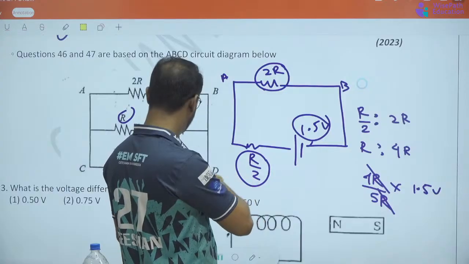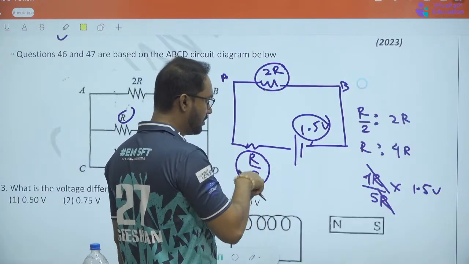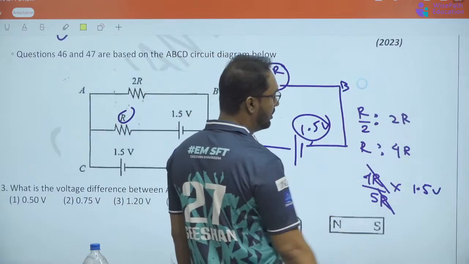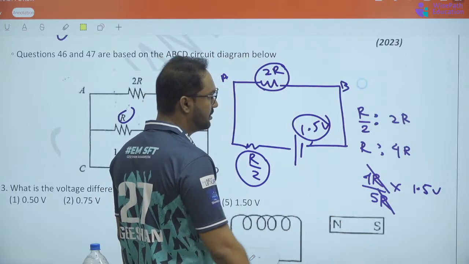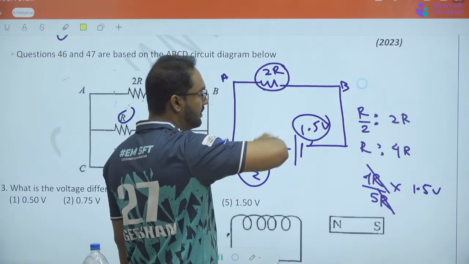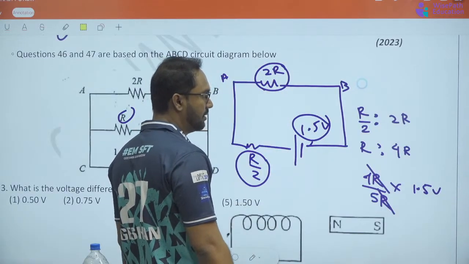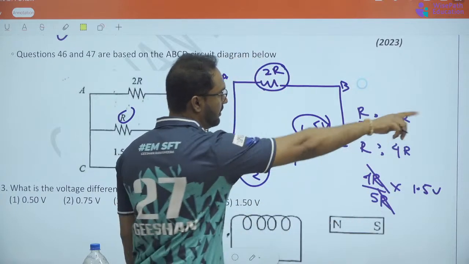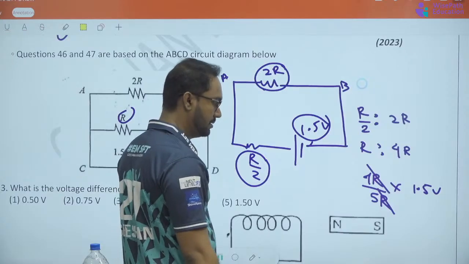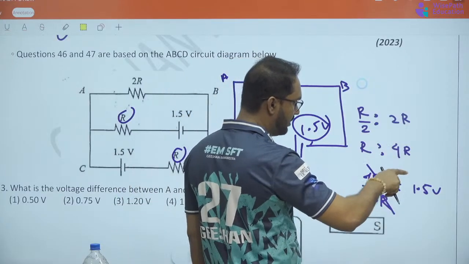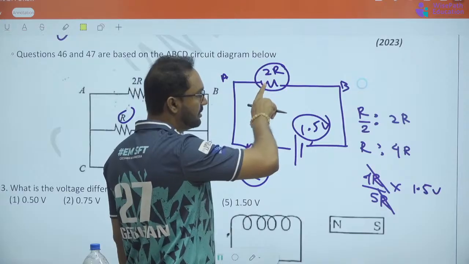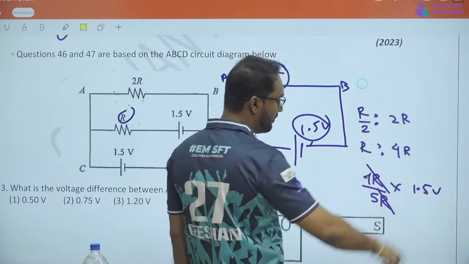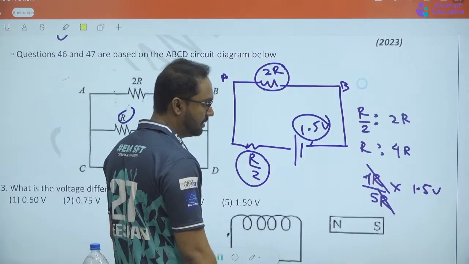R over 2, because these two are parallel, R over 2. So R over 2 and 2R are in series combination. So the voltage is supposed to be divided between these two as per their resistances. So the ratio is R is to 4R when you cross multiply it. Yeah, all good. So altogether it's 5R. Out of 5R, the resistance of 2R is 4R. Out of that, 1.5 volts will be divided.